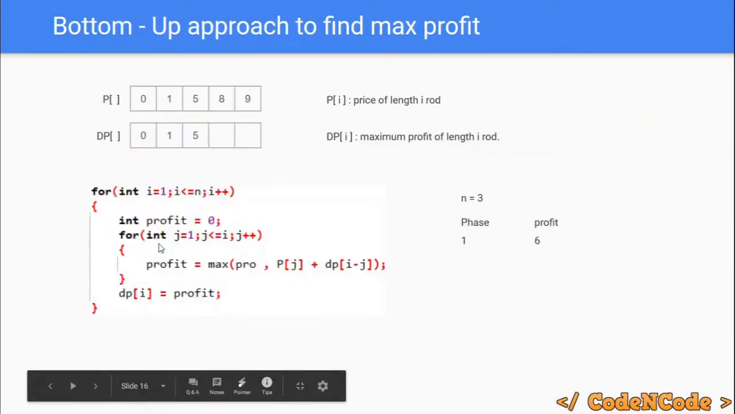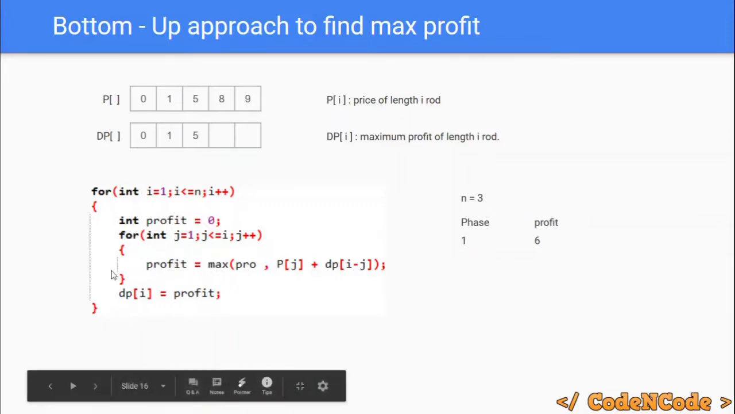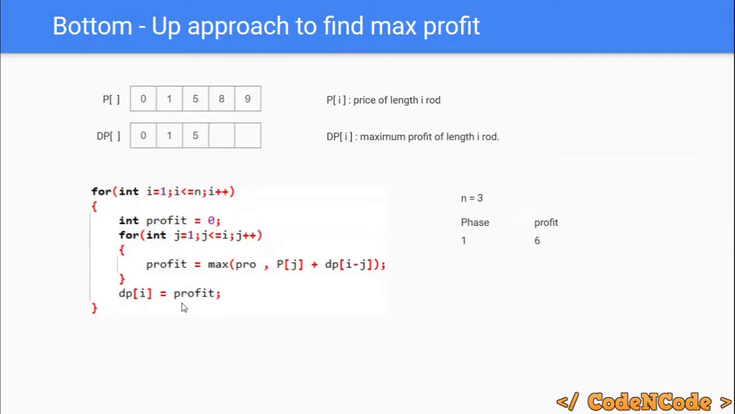You have n phases. In each phase, what you are doing is finding the maximum of each group, and this gives you the maximum of the jth group. And since you are going through all of the groups, that means you are going through all of the configurations, and since you are going through all of the configurations, this profit, after running through all of them, contains the maximum profit you can achieve for length i, and that is why this formula is correct.